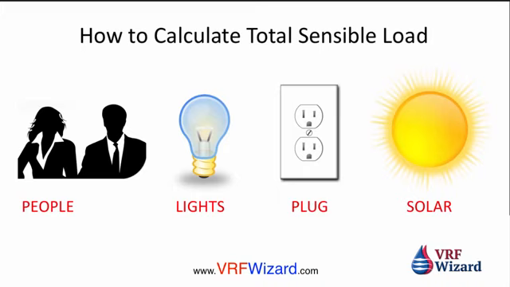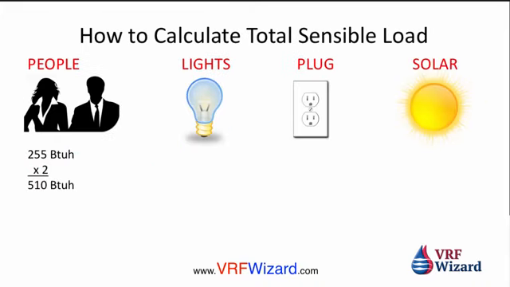So how to calculate sensible load? These are the four major items that affect your load. So we're going to do a real quick load here. Let's say on people, we have a little bit of activity. They're burning 255 BTUs an hour. Let's say there's 2 people. So our people load is 510.